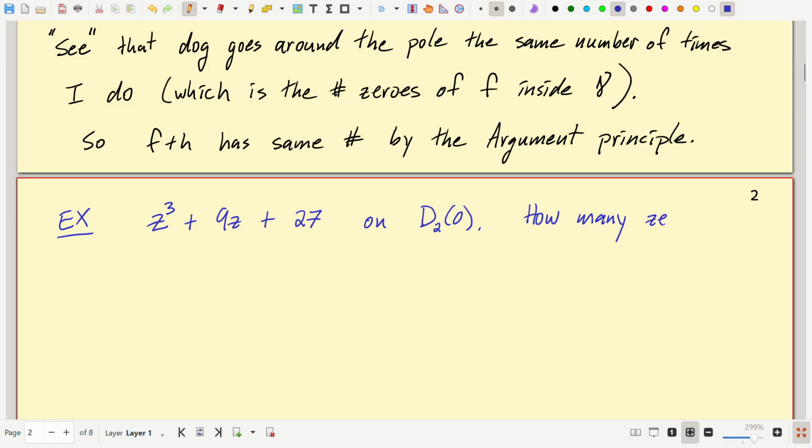Well, you stare at that for a second and you realize, let's see, what's 2 cubed? That's only 8. I'm on the disk of radius 2. That's kind of dumb. Why did I think of this example? I thought I had a better one. Well, what I'm doing here is valid.